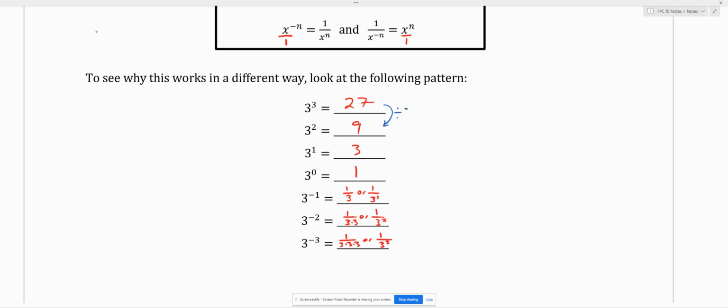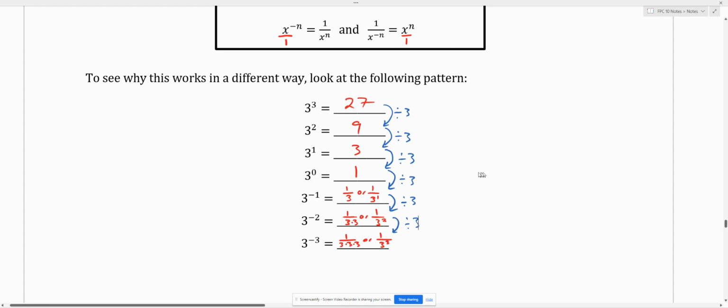time. So 27 divided by 3 is 9. 9 divided by 3 is 3. 3 divided by 3 is 1. And then we keep doing that division, and that's why the 3 is now on the bottom. It's 1 divided by 3. And then we divide it by 3 a second time, and then a third time. Okay, let's try a couple questions and wrap up this lesson.